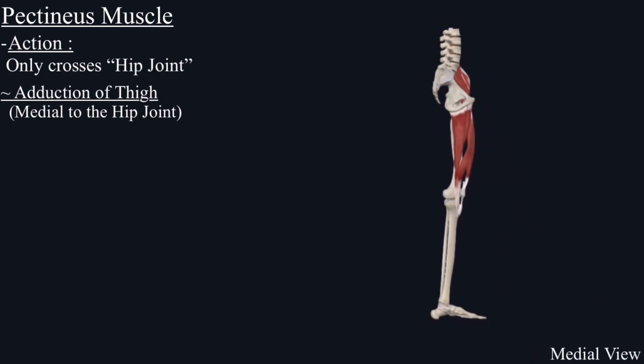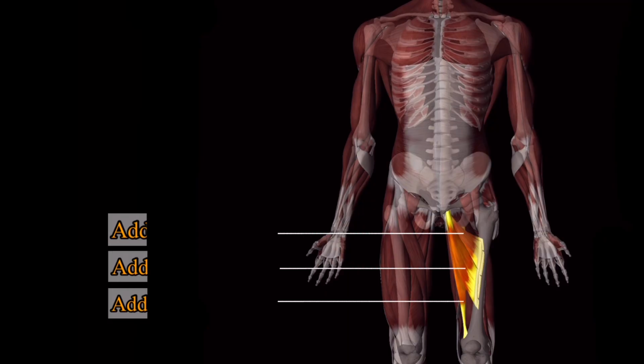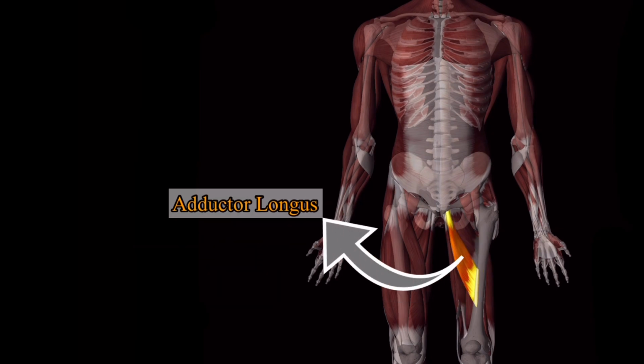Another function of pectineus muscle is that it flexes the thigh. And this is the minor function of this muscle. Next, I will discuss the three adductor muscles, starting with the adductor longus muscle.